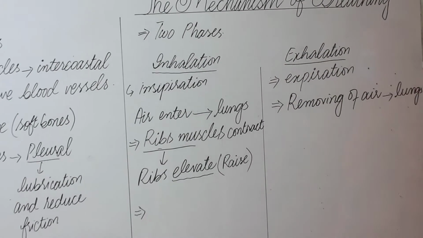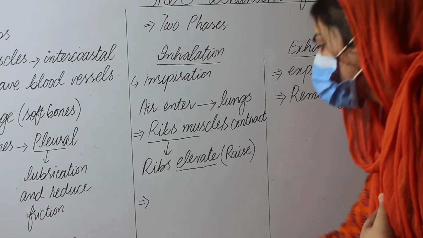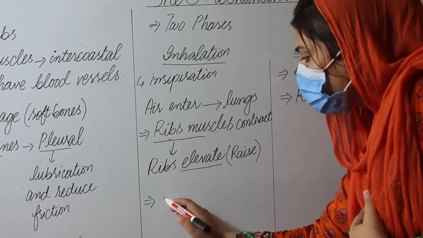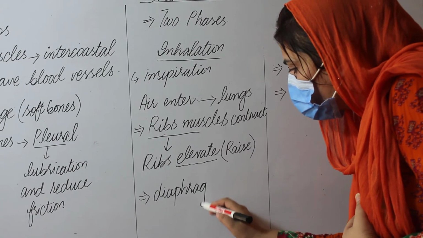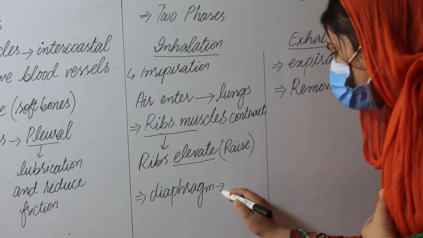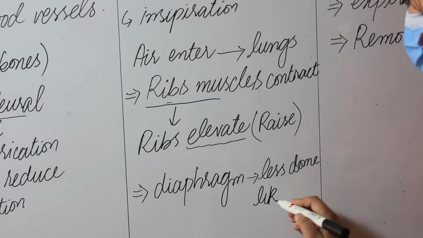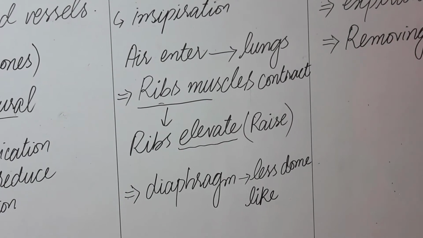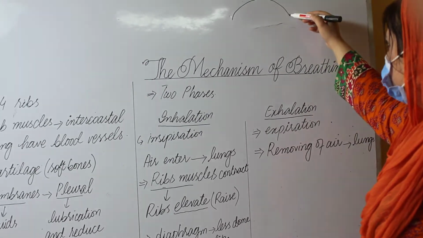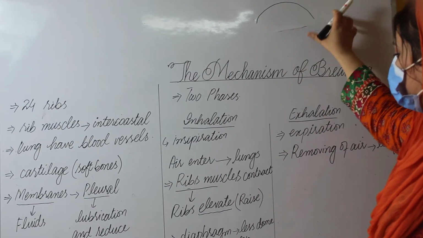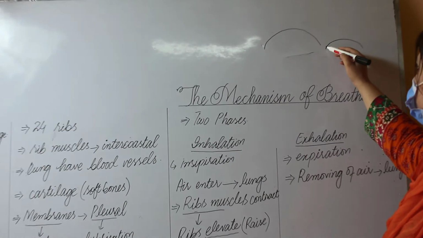And as I have told you, below the lungs there is a structure that is called the diaphragm. So, in the process of inhalation, the diaphragm becomes less dome-like. For example, if the structure of the diaphragm is like this, a dome shape, during the process of inhalation it becomes a less dome shape, clear?